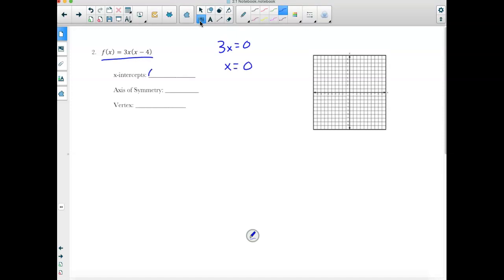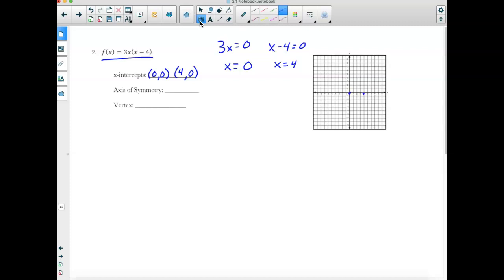So that gives me an intercept of 0, 0. The other one is x minus 4 equals 0, so x has to equal 4. That means when I input a 4, I output a 0 using the zero product property. I can plot my x-intercepts.